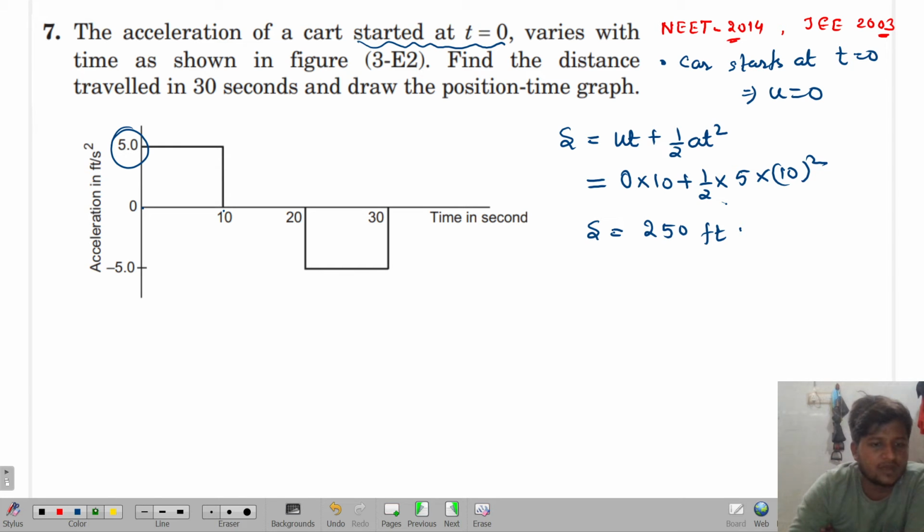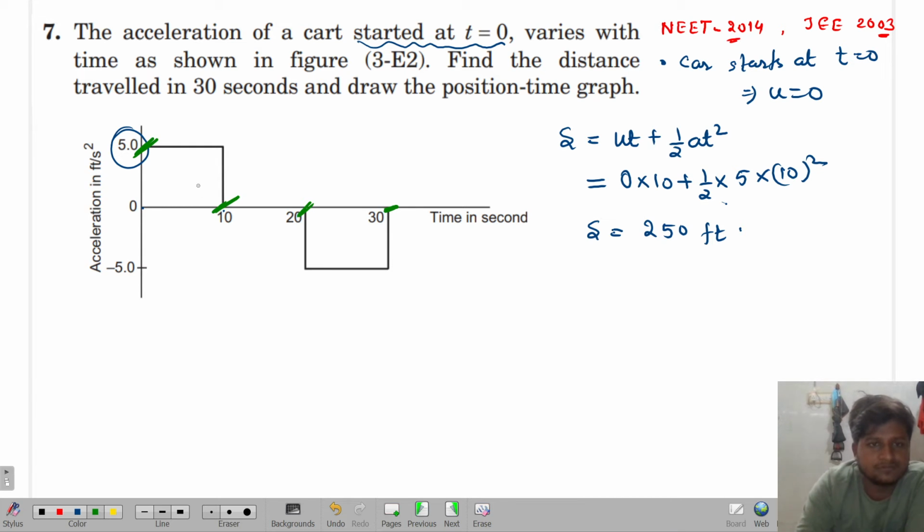Now try to understand. Please look at the graph carefully. What do we observe? For the first 10 seconds we have the acceleration. Then for 10 to 20 seconds there is zero acceleration. From 20 to 30 seconds we have negative acceleration. If someone asks whether this negative acceleration means going towards the backside or not, we will try to check that.